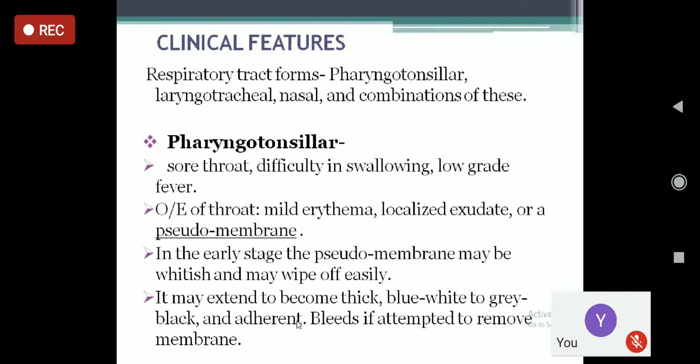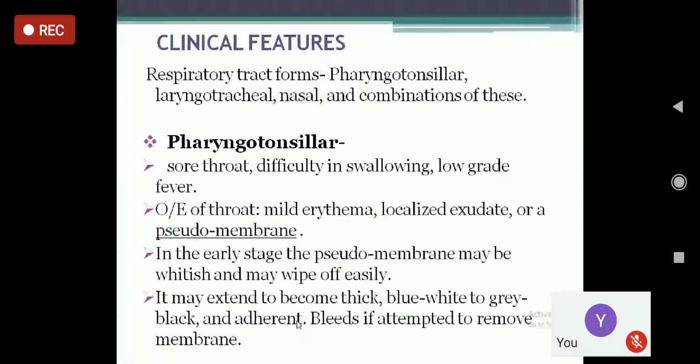Okay, so in pharyngotonsillar diphtheria, the child will develop sore throat, just like in tonsillitis, and the child will have difficulty in swallowing food, and the child will also develop low grade fever. Low grade fever, 100, 101, not more than that, right? 103, 104 is the high grade fever.